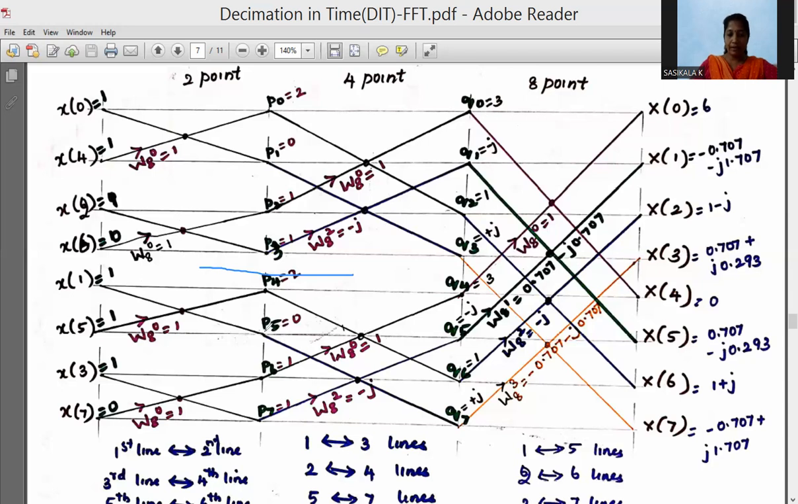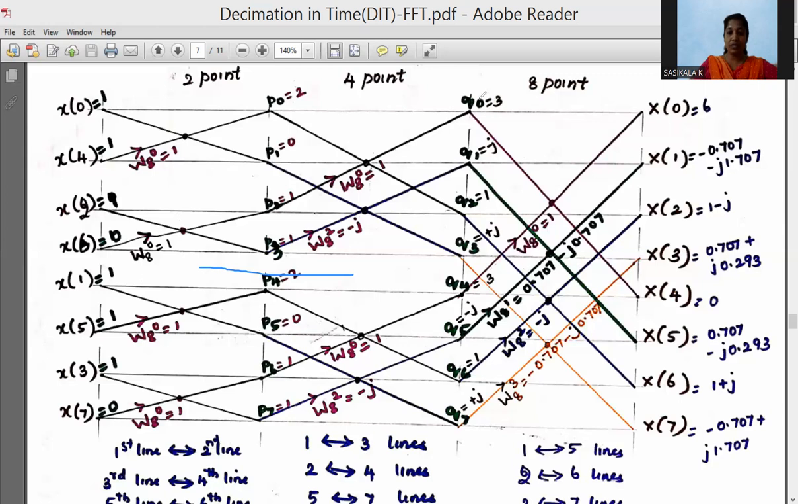And connect the 6th line and 8th line. And similarly, this 6th line and 8th lines are connected, and put a dot in the intersection point and mention the twiddle factor, which is W8 power 2, which is equal to minus J. And now we need to calculate the outputs of 4 point. So for the 4 point, just mention Q0, Q1, Q2, Q3, Q4, Q5, Q6 and Q7 are the outputs.